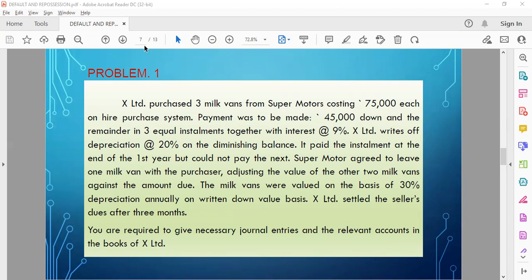Adjusting the value of the other 2 milk vans against the amount due, the milk vans were valued on the basis of 30% depreciation annually on written down value basis. X Limited settled the seller's dues after 3 months. You are required to give necessary journal entries and the relevant accounts in the books of X Limited.